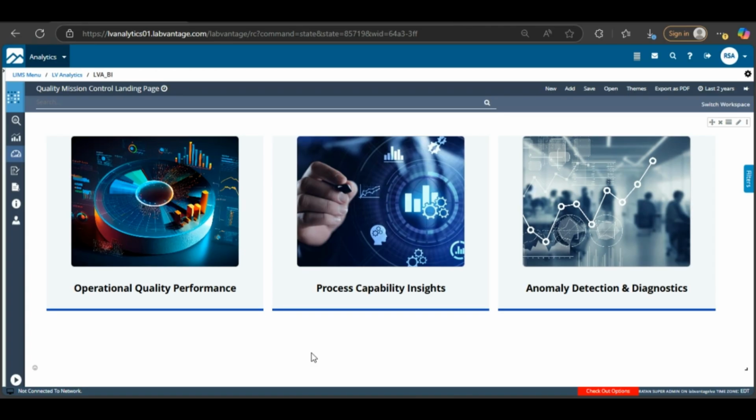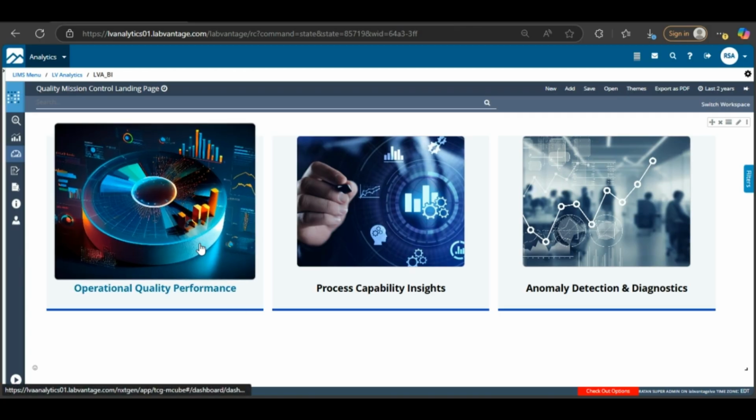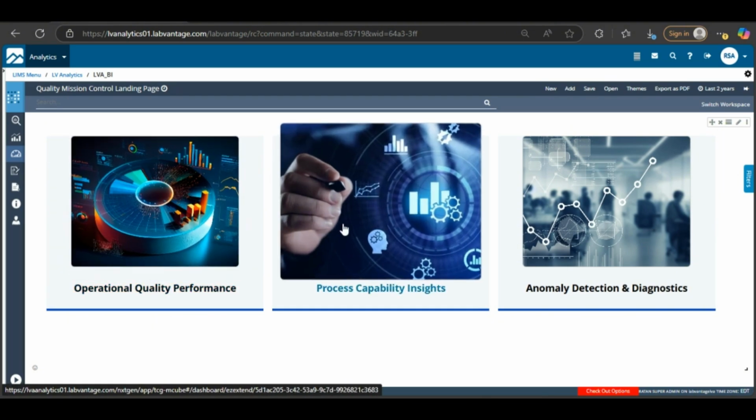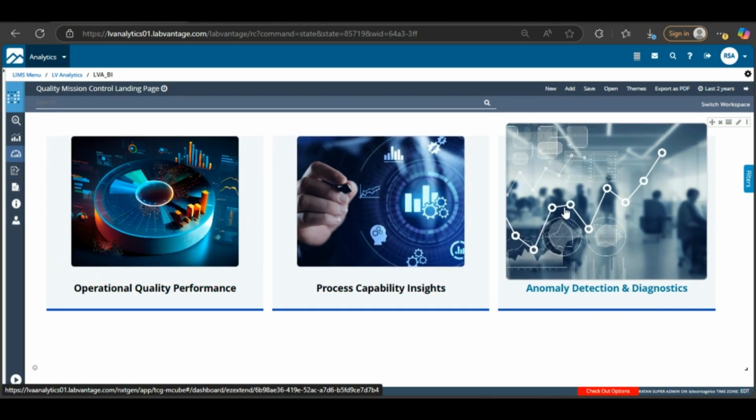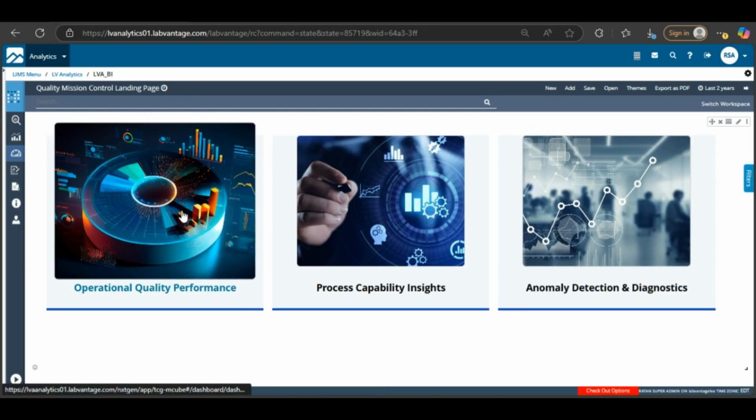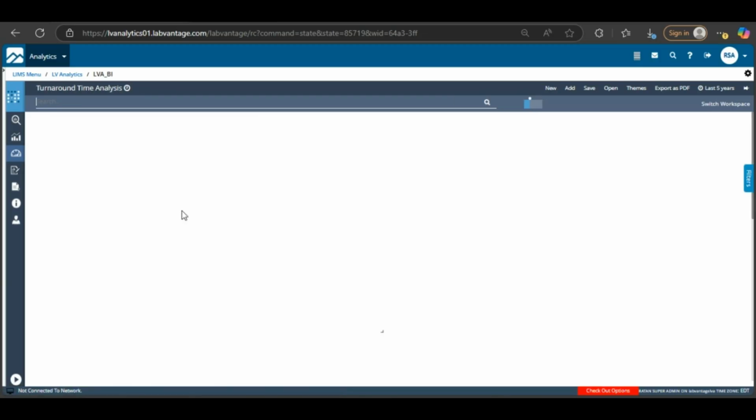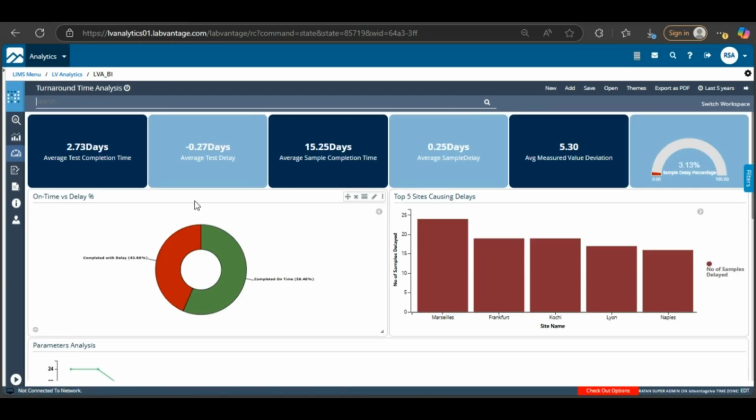To investigate this issue using data from the manufacturing plants, our solution is structured into three key analytical blocks: operational quality performance, process capability insights, anomaly detection and diagnostics. Let's begin with the first section of the analysis: operational quality performance. The goal here is to evaluate the efficiency and reliability of the quality testing process, specifically looking for any delays in sample turnaround time and potential non-compliance with quality standards.